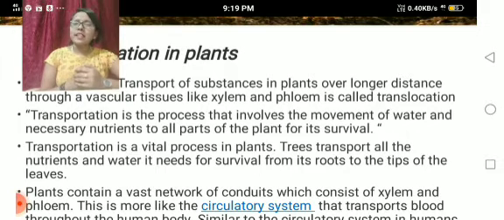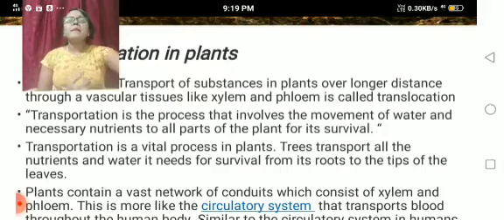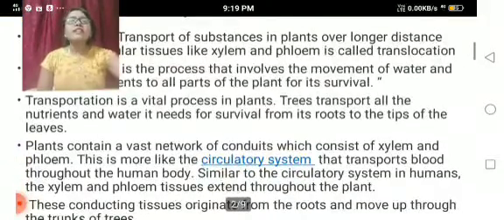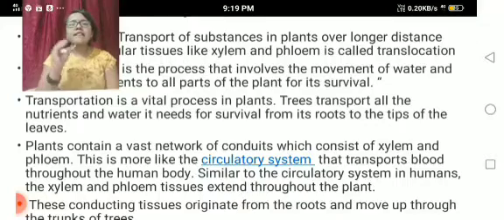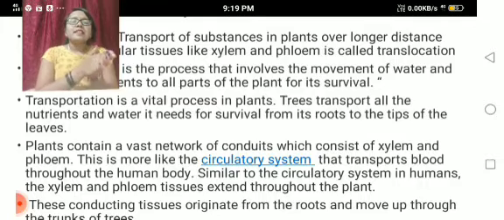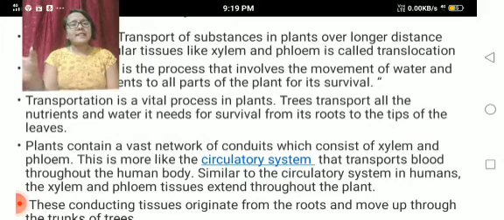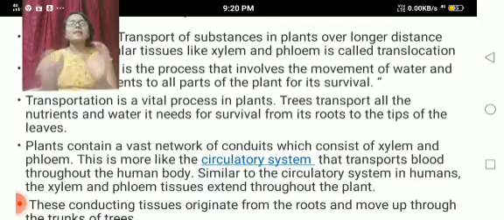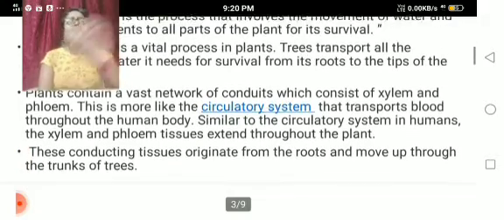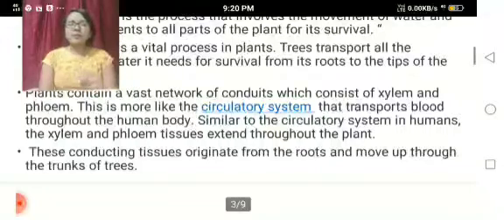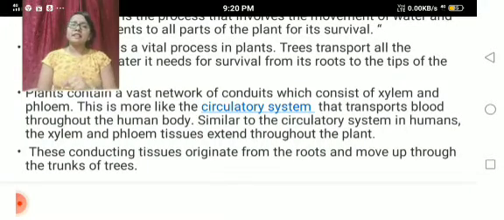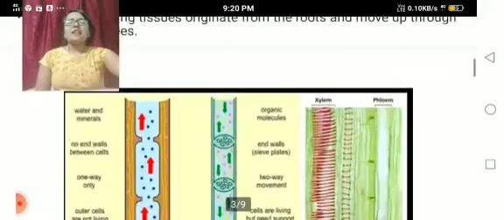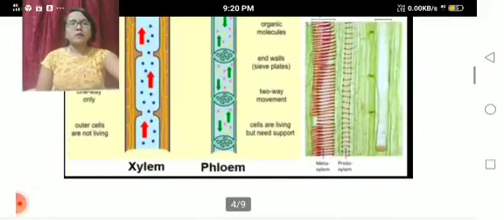of the plant body. Next, plants contain a vast network of conduits consisting of xylem and phloem. This is more like a circulatory system that transports blood throughout the human body. Similar to the circulatory system in humans, the xylem and phloem tissue extends throughout the plant. These conducting tissues originate from the root and move up through the trunks of the trees. Next, this is the image of xylem and phloem tissues.